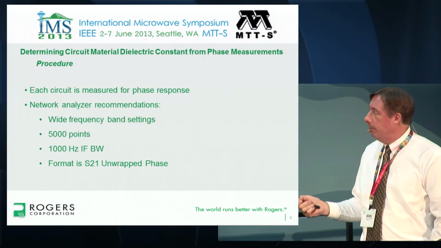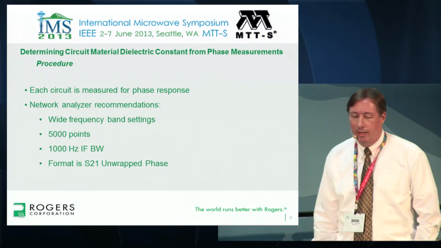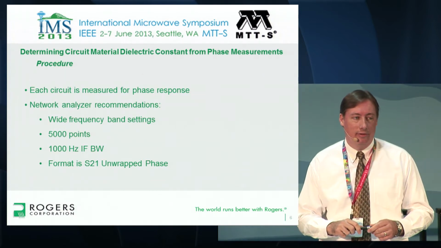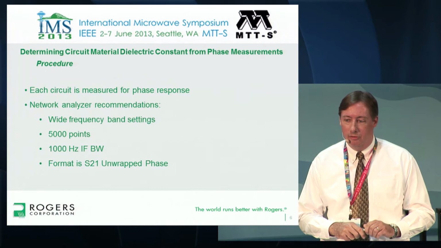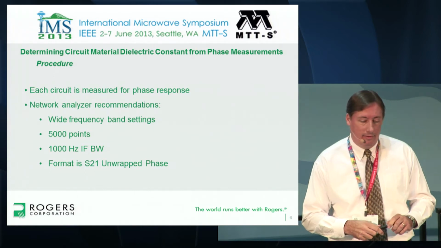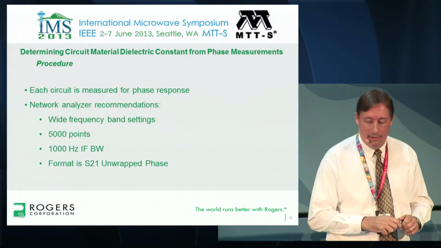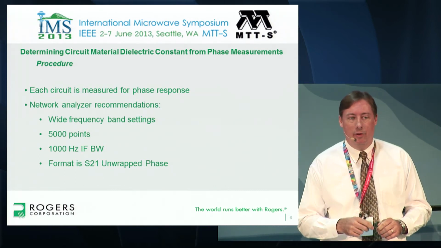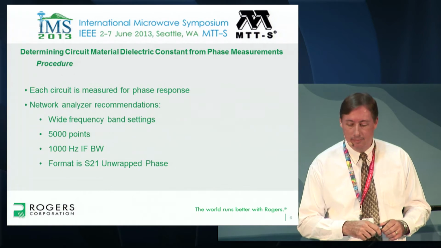And what I typically do for the network analyzer, I use a PNA that's capable of 10 megahertz to 50 gigahertz. And the settings I found to be most useful for this type of test I've given here, where it's 5,000 points, 1,000 hertz IF bandwidth, and then you do want to save the format in a file. You want to save the file in a format of S21 unwrapped phase.